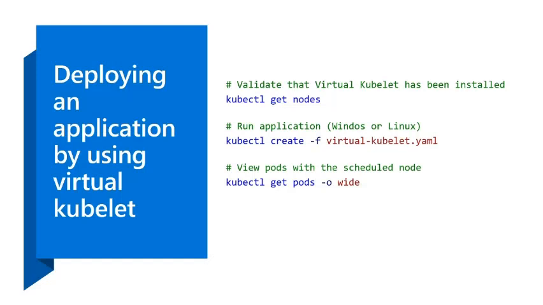Deploying an application by using virtual kubelet. So once you have the virtual kubelet, just to validate that you have it, you run kubectl get nodes, which will return you the nodes. Run the application with the kubectl create command, and then use the kubectl get pods command with the -o wide argument to output a list of pods with the scheduled node. Notice that the Nano Server IIS pod has been scheduled on the virtual kubelet win node.